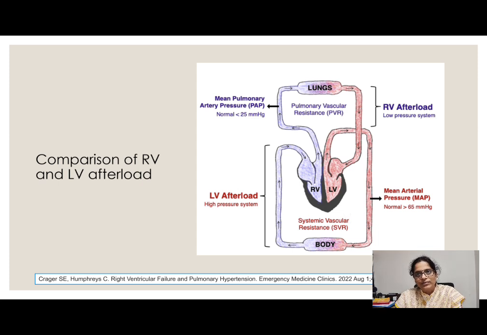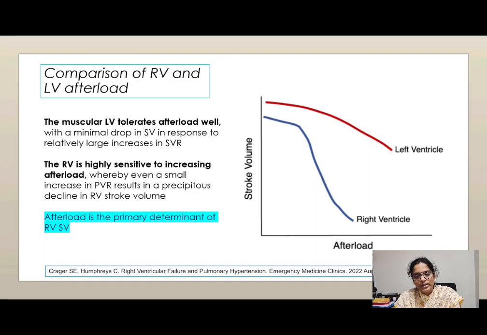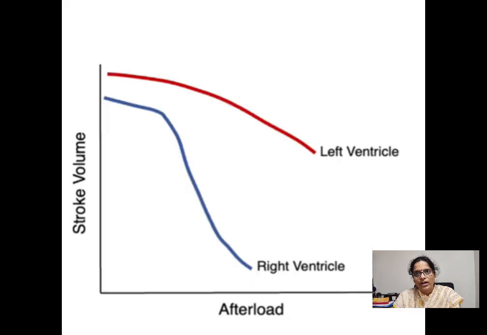So the muscular LV tolerates the afterload well with only a minimal drop in stroke volume in response to large increases in SVR, as you can see in this graph. Whereas for the right ventricle, as the afterload increases, the stroke volume will dramatically come down. That is very visible.